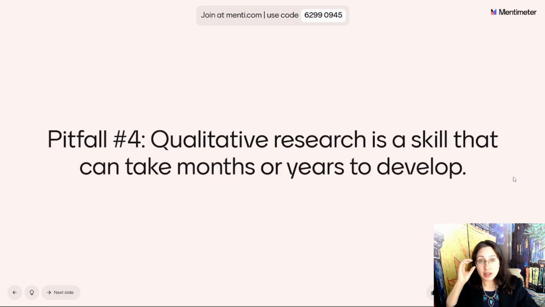Qualitative research is a skill that can take months or years to develop. So I think a lot of the time in healthcare, especially in medicine, we have a tendency to discount qualitative research, thinking it's not robust, thinking it's easy to do, and then trying to do it, but unfortunately doing it in a manner that may not be correct and may not result in meaningful conclusions or meaningful data.